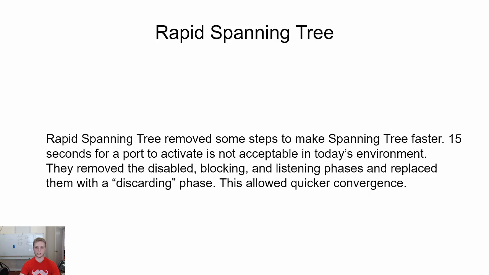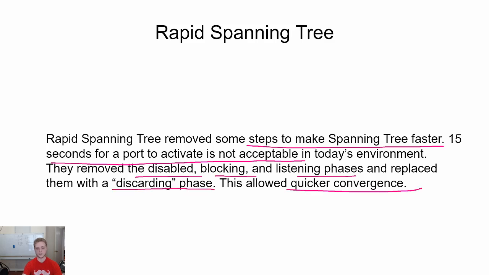So rapid spanning tree removes some steps to make spanning tree faster. 15 seconds for a port to activate is not acceptable in today's environment. Our users expect things much, much quicker than 15 seconds. So they removed the disabled, blocking, and listening phases and replaced them with a discarding phase. This allowed very, very great improvements in the convergence time.